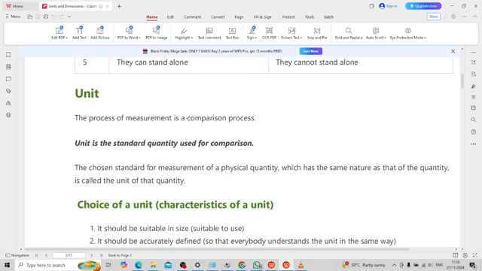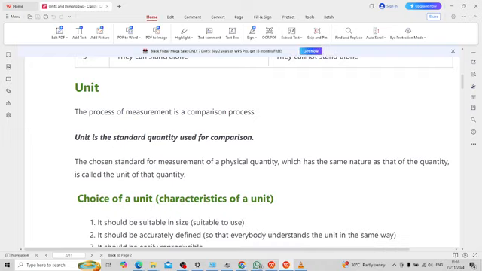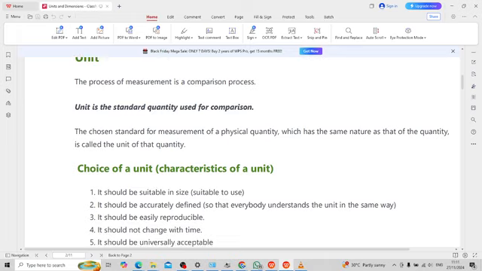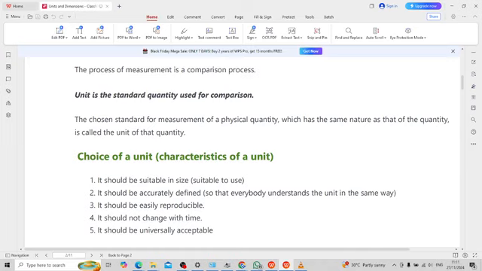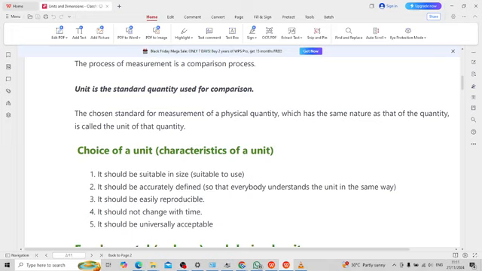So the chosen standard for measuring a physical quantity, which has the same measure as that of the quantity, is called the unit of that quantity. So the unit of the quantity is the standard of measurement of that quantity, which has the same measure as the quantity. So what are the characteristics that make something a quantity? We are going in depth in this because for the JAMB student, these are the technical things that they will ask us beyond what WAEC may not go into.